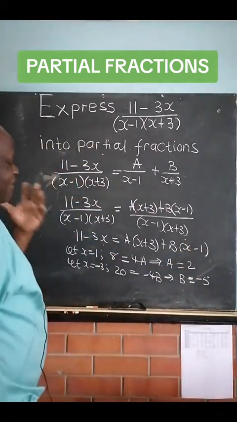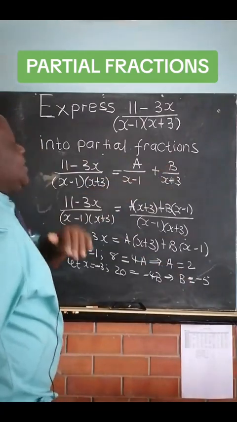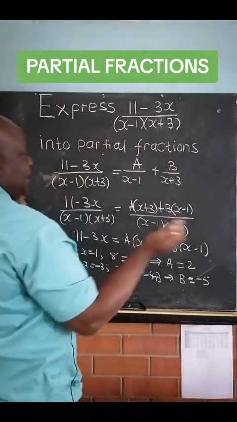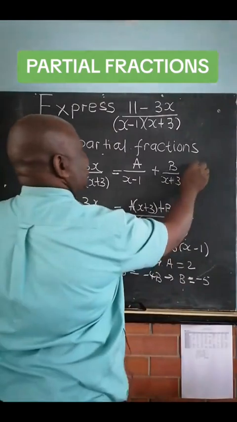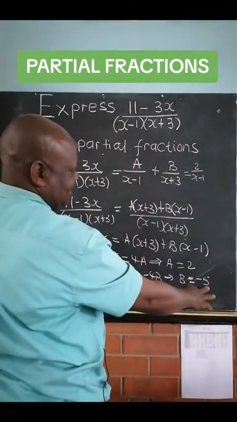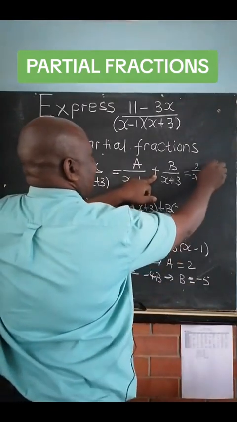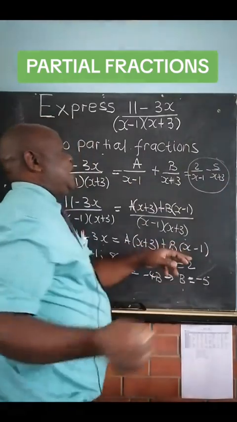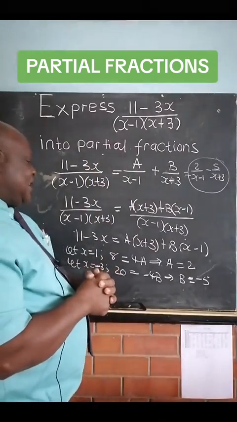That means I have managed to get the value of A and the value of B. What is left now is just to substitute back and create the two fractions. So my A is 2, so it's 2 over x minus 1. My B is negative 5, so here I'm going to put negative 5. So it's minus 5 over x plus 3. These are the two fractions that represent that composite fraction. This is what we mean by partial fractions. Thank you so much.